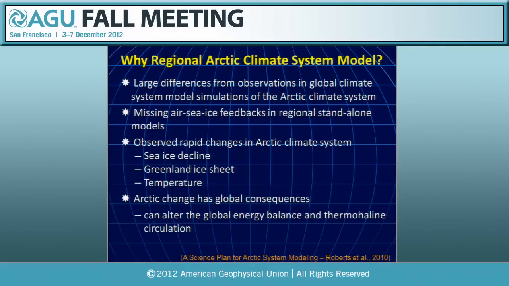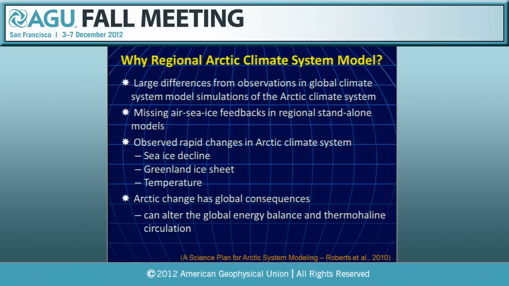Why do we want to have a regional Arctic climate system model? Part of the motivation, especially when we got started, is that there are large differences from observations in global climate system models' simulations of the Arctic climate system. Some of this is perhaps not too surprising. A global model is trying to simulate the entire globe, and the Arctic is one small portion of area almost at the tail end of the planet. But nonetheless, there are challenges that really are very small scale, which are difficult for global models to achieve.